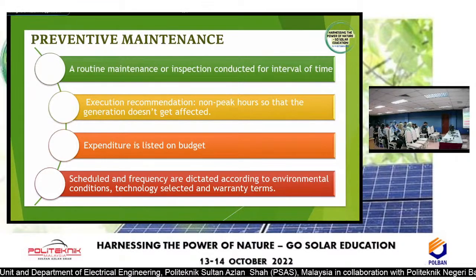For example, in Malaysia, we know we have to clean the solar panel almost every week. We have to make sure the surface is clean from the dust. But at the same time, we have to consider that in Malaysia we have quite a rainy season, which means that we have rain almost every month, so we can skip the routine of cleaning the surface of the solar panel. That is some advantage we have in Malaysia, of course.